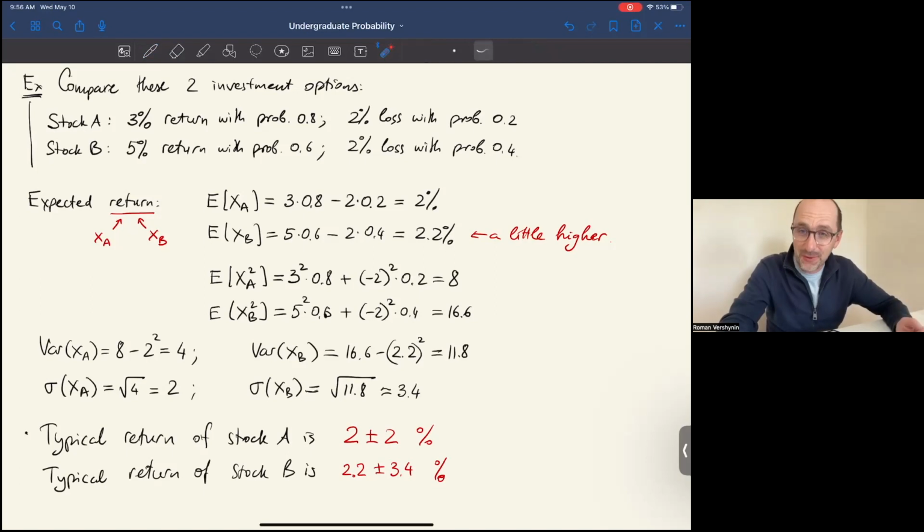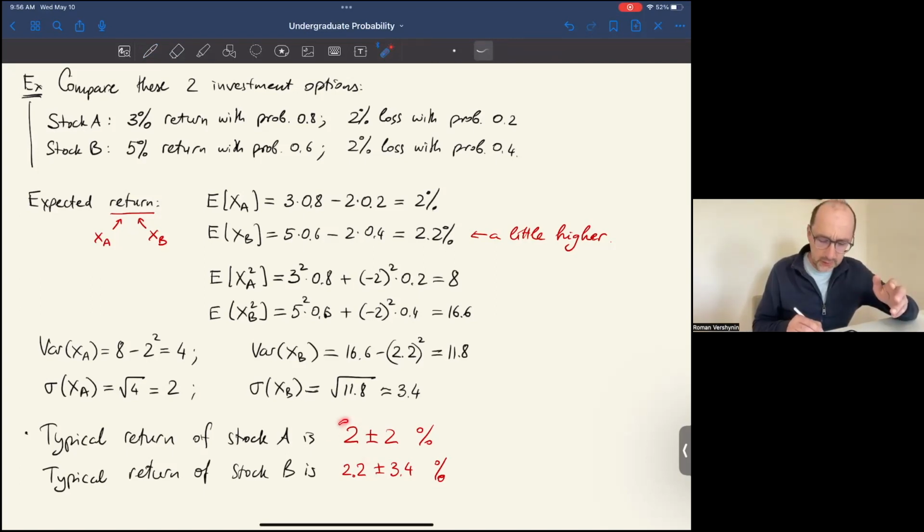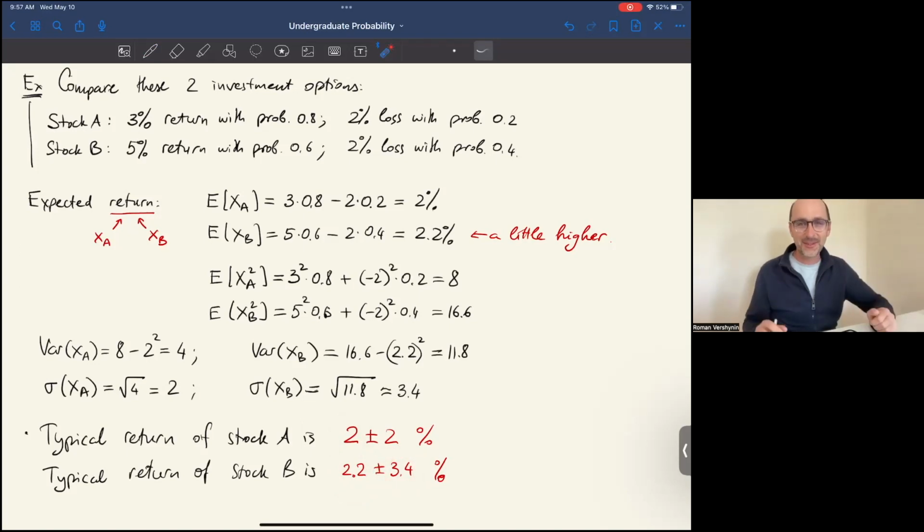So now we have more information to compare these two stocks. We should expect approximately the same return from both of these stocks, but the risk of investing in stock B is much higher. So I don't know about you, but I would probably invest in stock A.